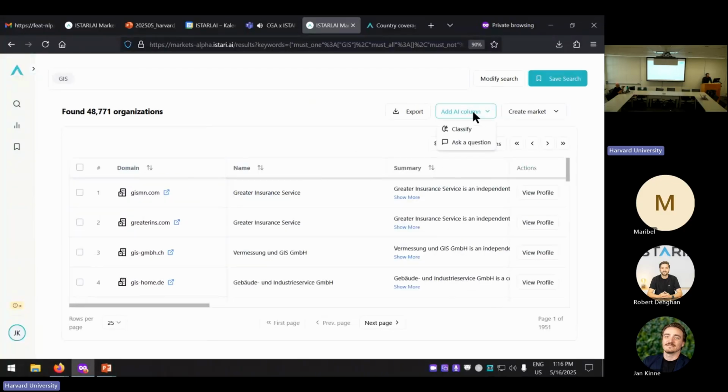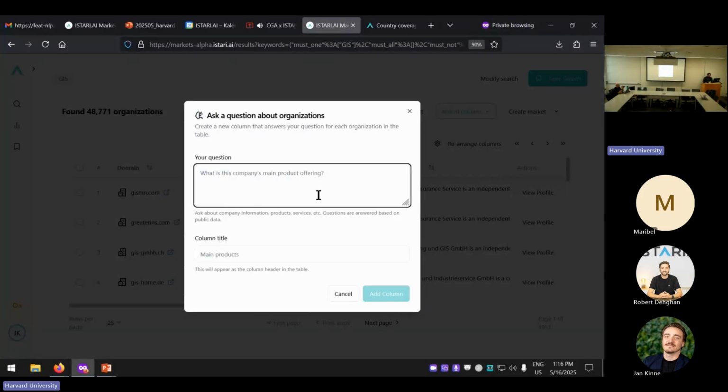Maybe what I can do is add another column, we call it an AI column, and we can just ask a question about the organization, and we can say something like, does this organization offer any services or products incorporating LiDAR technology.